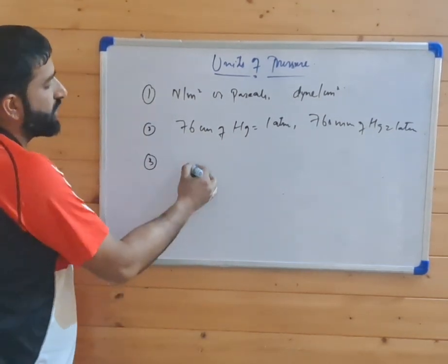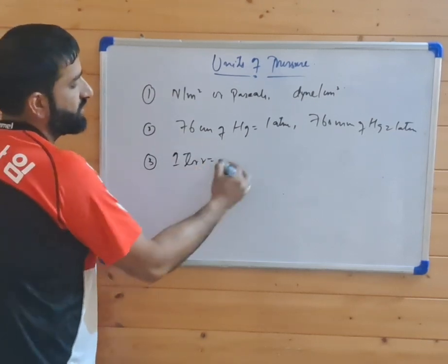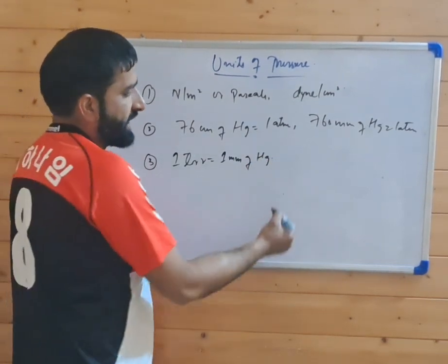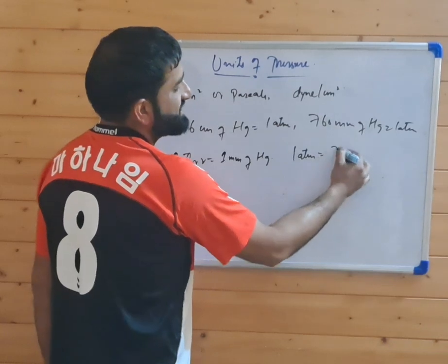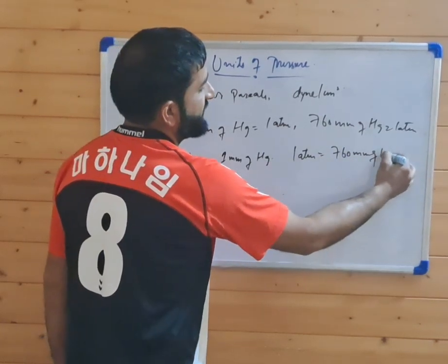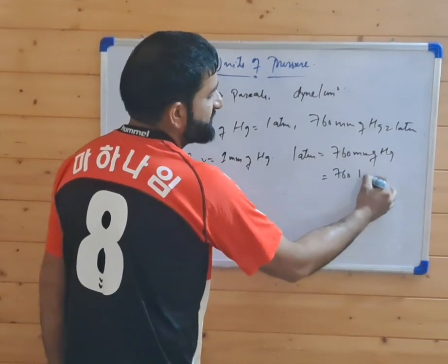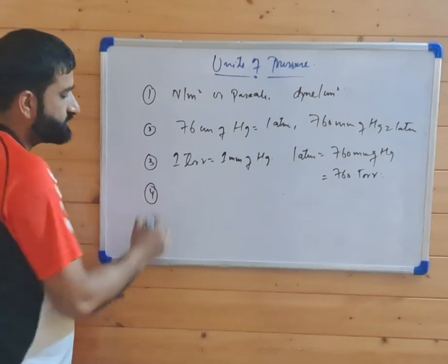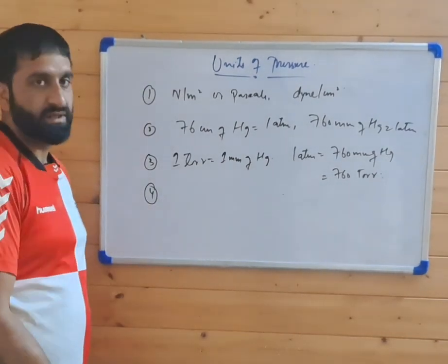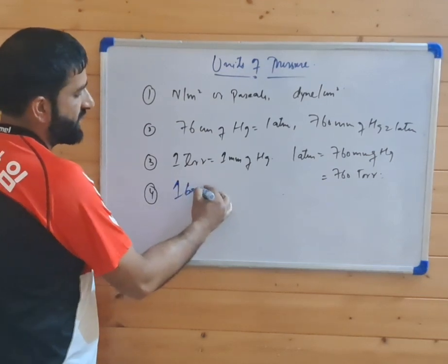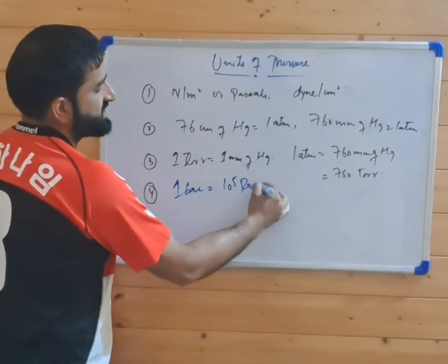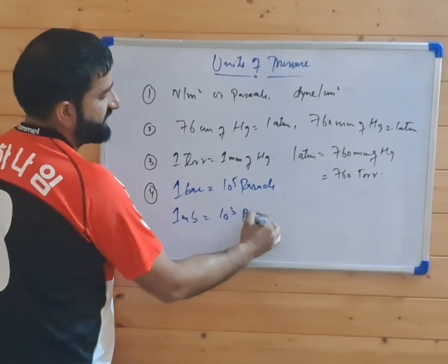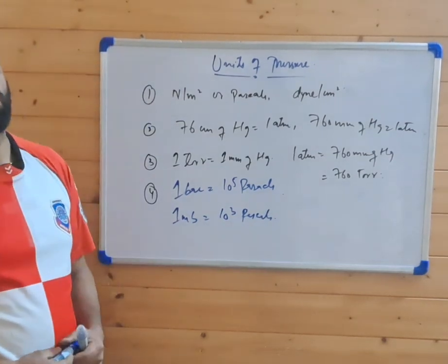Third unit is torr. 1 torr is equal to 1 millimeter of Hg. So we can show that 1 atmosphere is equal to 760 millimeters of Hg, that is equal to 760 torr. So torr is another unit. Number 4, we have another unit for meteorological purposes, that is 1 bar. 1 bar is equal to 10 raised to the power 5 pascals, or 1 millibar is equal to 10 raised to the power 3 pascals. So we have 4 different types of units.